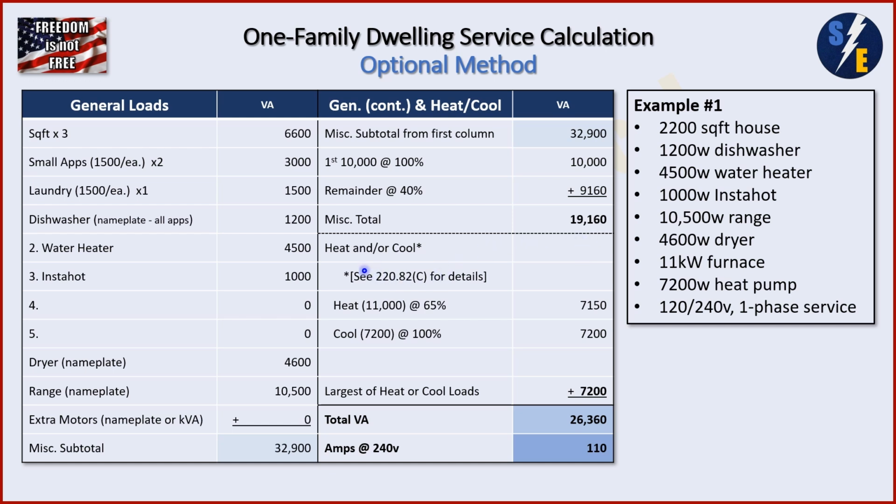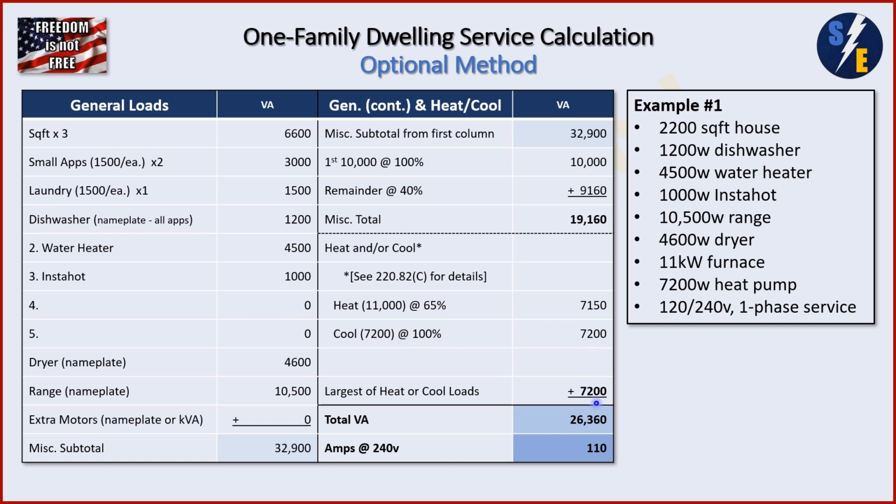Now we're going to go for the heating and the cooling. We're going to go to 220.82(C). We're going to find out that we have a heat pump at 7,200 watts, and then we have our heat at 11,000 watts, and then we're told we take 65% of our heat, and we're going to come up with a total of 7,150. Then we're going to compare the two, 65% of the heat compared to 100% of the cooling, and it ends up that the cooling is larger.